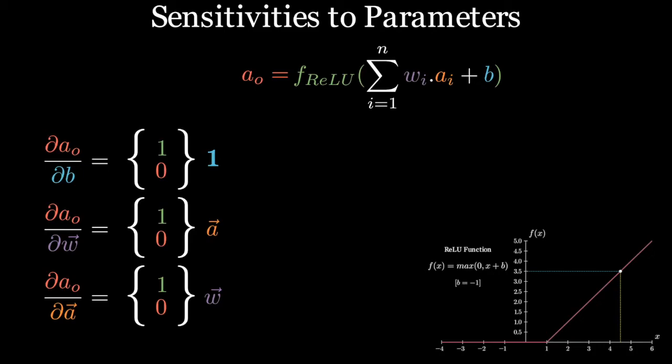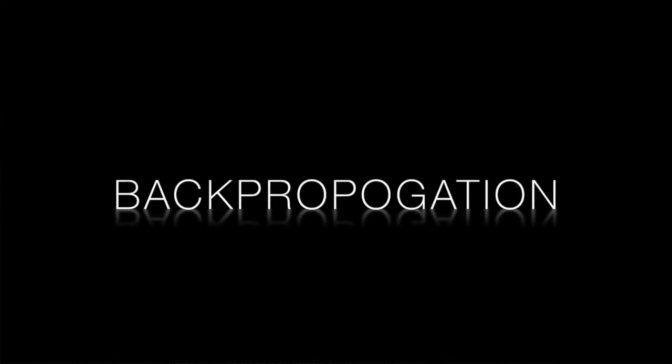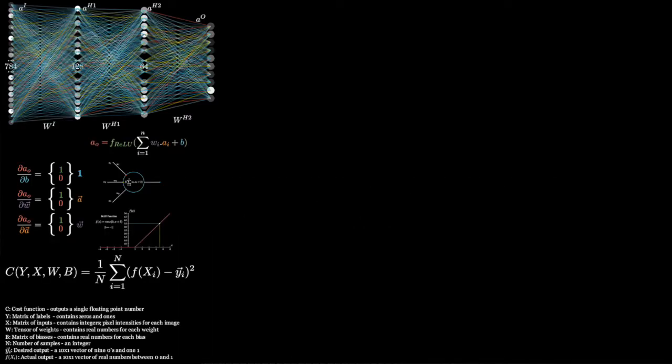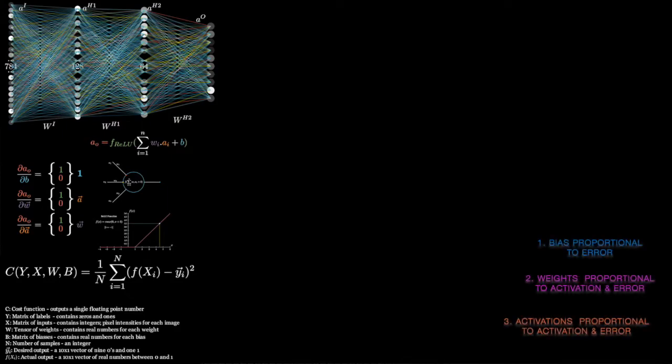So, a lot of complex maths to get a very simple result. The sensitivity of the output to the bias is either 0 or 1. The sensitivity of the output to the weights is either 0 or the inputs. Finally, the sensitivity of the inputs is either 0 or the weights. Let's bring everything together and present the backpropagation algorithm. We'll put our notation, our work on derivatives, and our cost function in the margin on the screen as reminders, as well as our intuition regarding sensitivities.